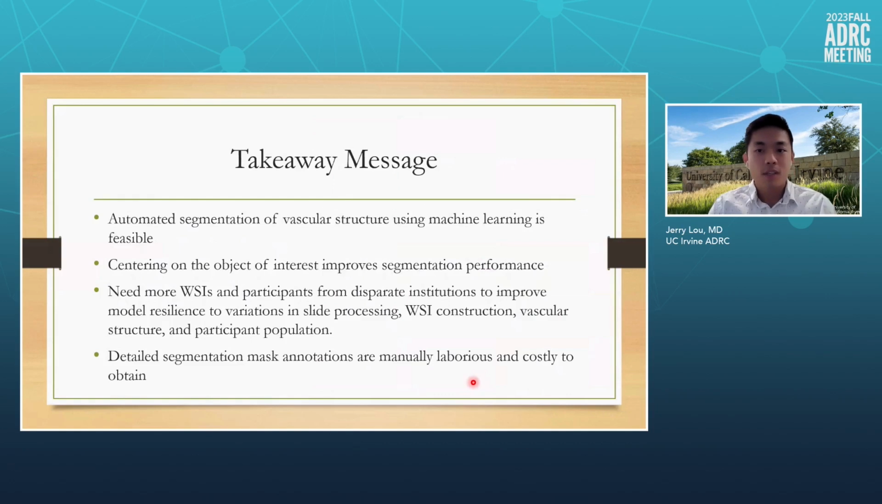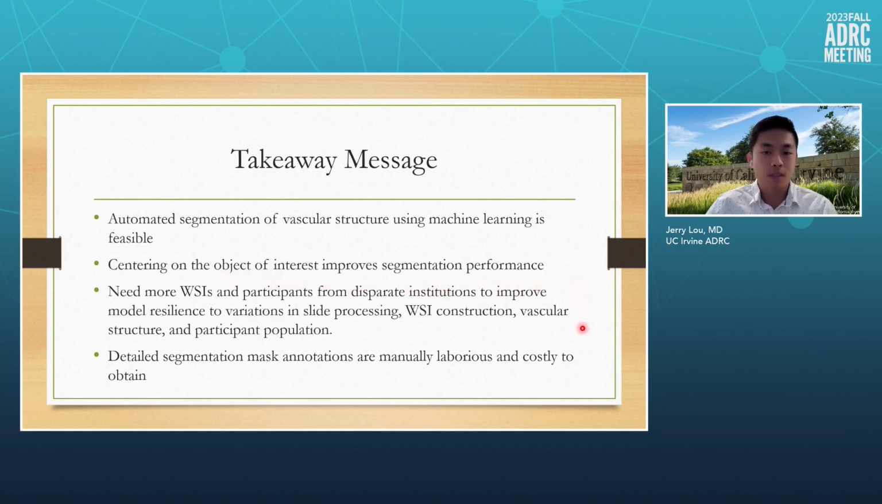So overall, we are working on finishing the model training for all the models in the pipeline, and we're going to go ahead and compare with the attending neuropathologists. I think the takeaway messages from the preliminary results are that automated segmentation of vascular structure using machine learning is feasible, and also that centering on the object of interest overall improves the segmentation performance.